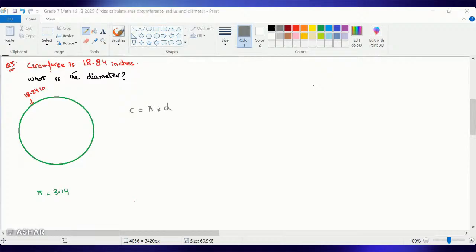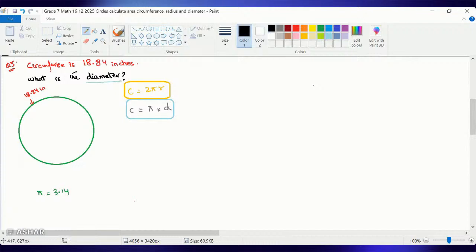Is there any question? If you have a question, please type it so that I will discuss that question. Okay. Circumference is equal to, there were two formulas for the circumference. One was with the radius: circumference was 2 pi r. And the second formula was pi multiplied by the diameter. So what we need to use is the second formula, because we need to find the diameter.